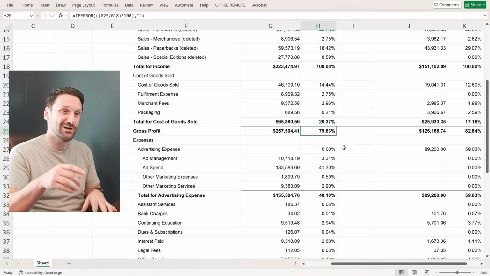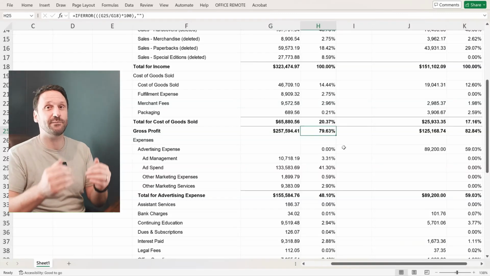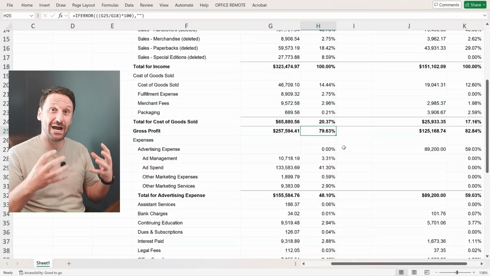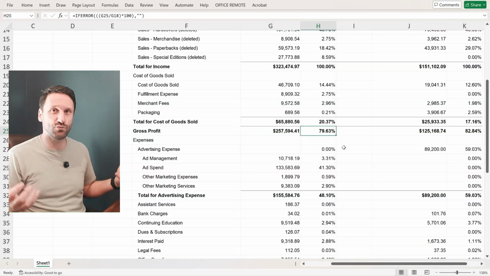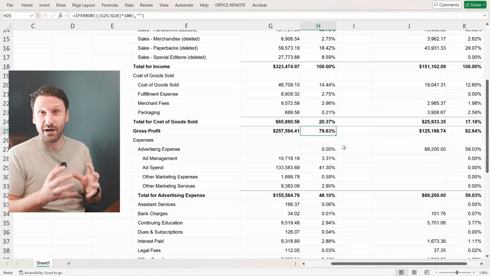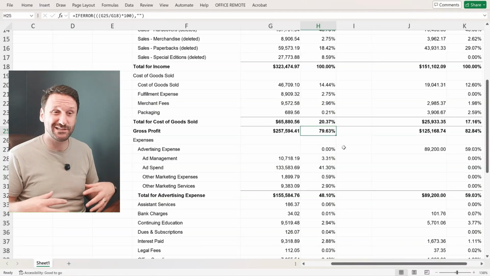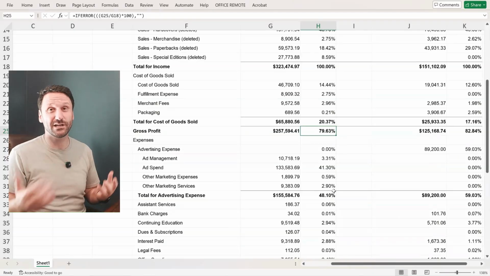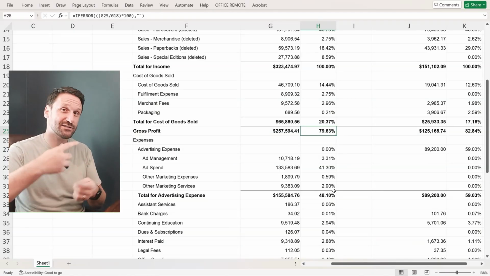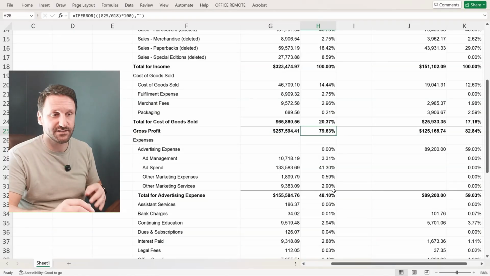I would be careful that number doesn't continue to drop to less than 75%, because then what happens is even though income might be growing, you're keeping less and less of that pie. And now you're relying more on volume in order to cover all your expenses. And then ad spend starts to get really expensive whenever you need to have sale after sale after sale. Okay, so let's keep moving down the list here.